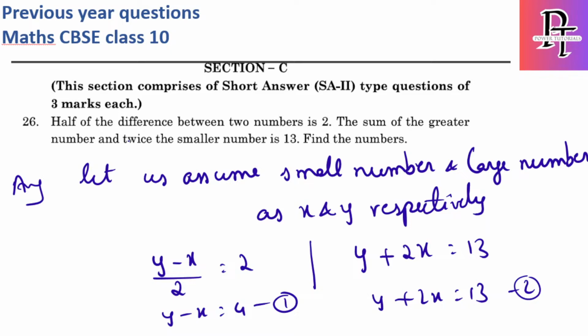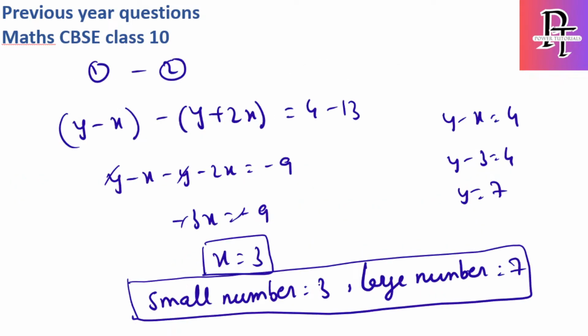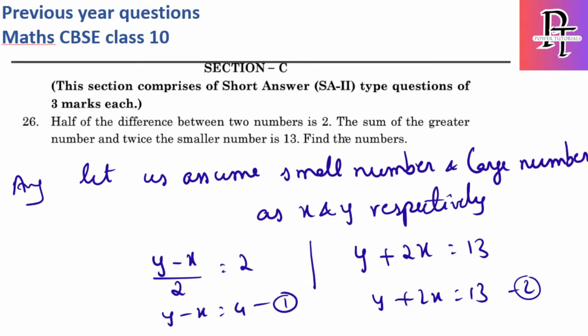Sum of greater number plus twice of small number, that is 7 plus 2 into 3. 7 plus 6 is 13. Hence our answers are correct. Okay. Let's move to the next one.